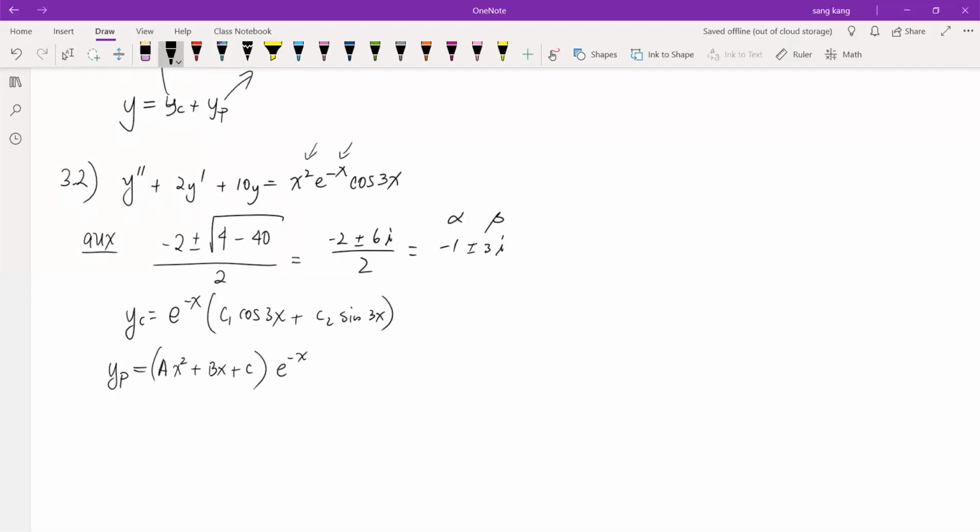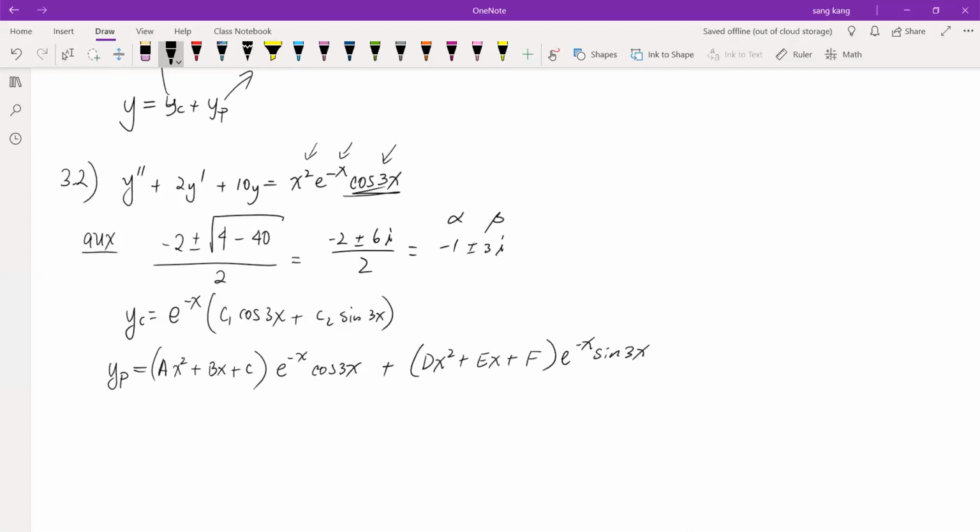The cosine 3x means that we'll need a term with sine and cosine, so that means we're going to have to double this, right? So we'll have 3x here, and we need to rewrite all of this over again with new coefficients with sine 3x. So this will start from dx squared plus ex plus f, times e to the minus x sine 3x, okay? And we have to do this because of this trigonometric part.